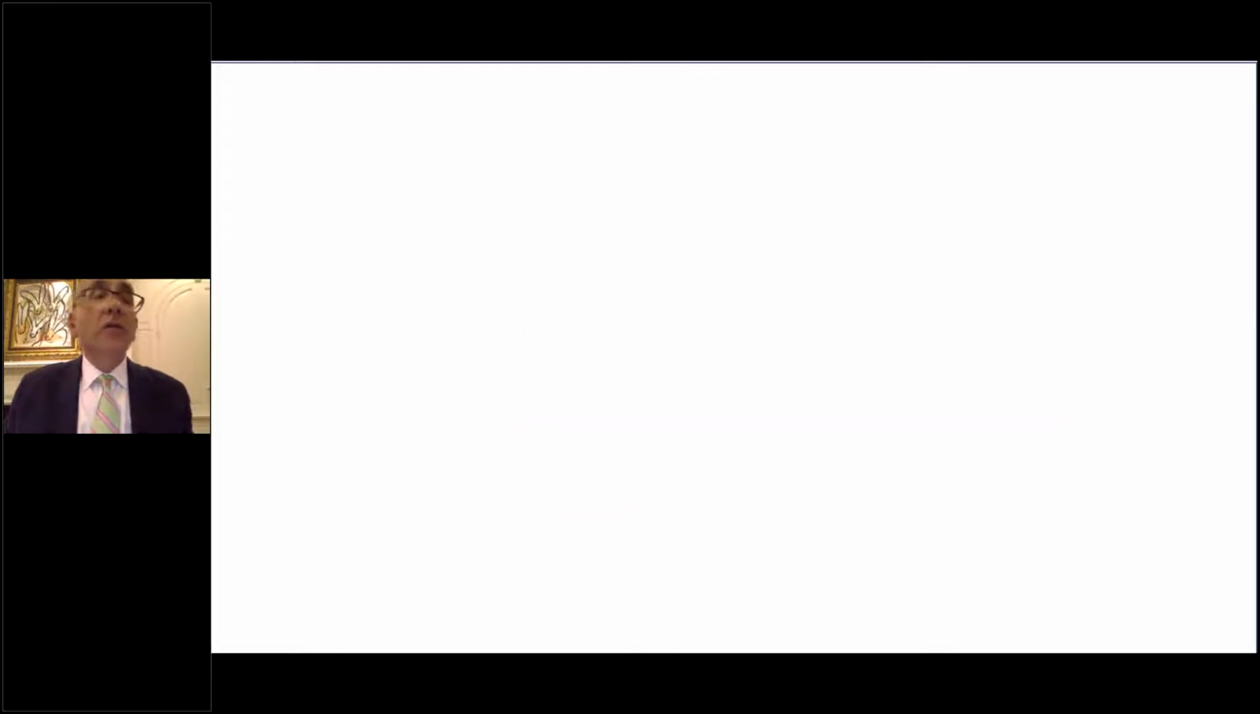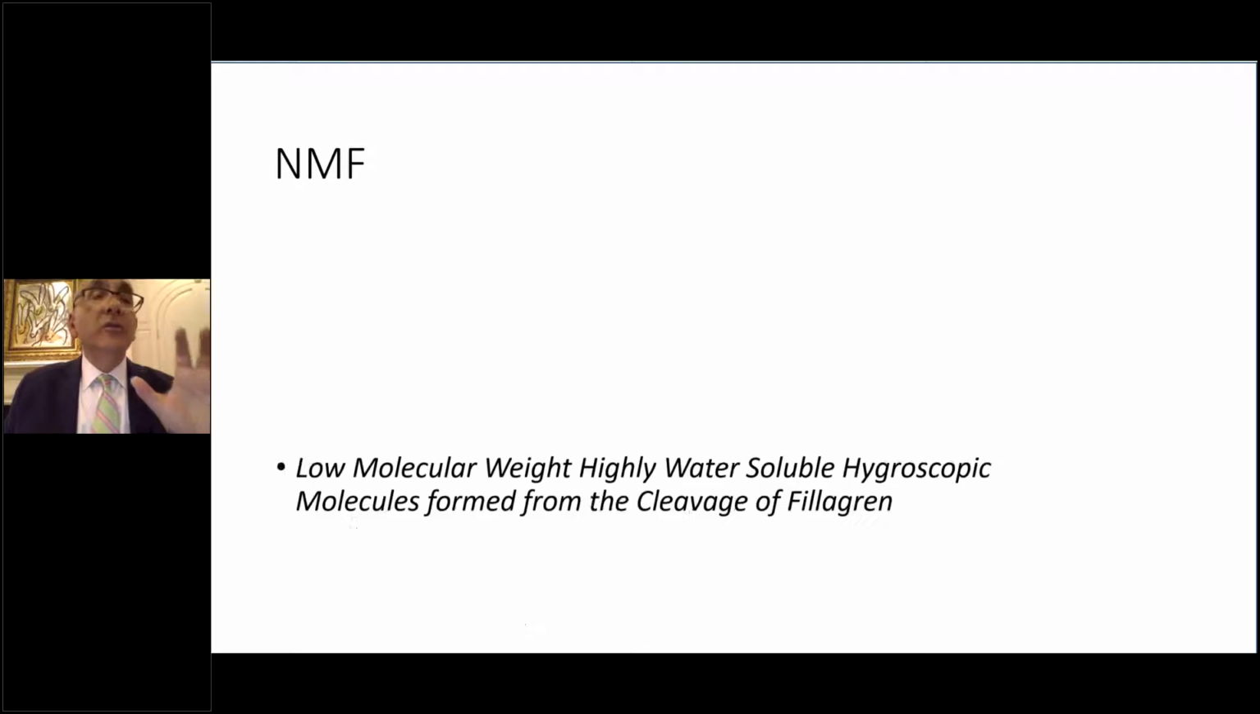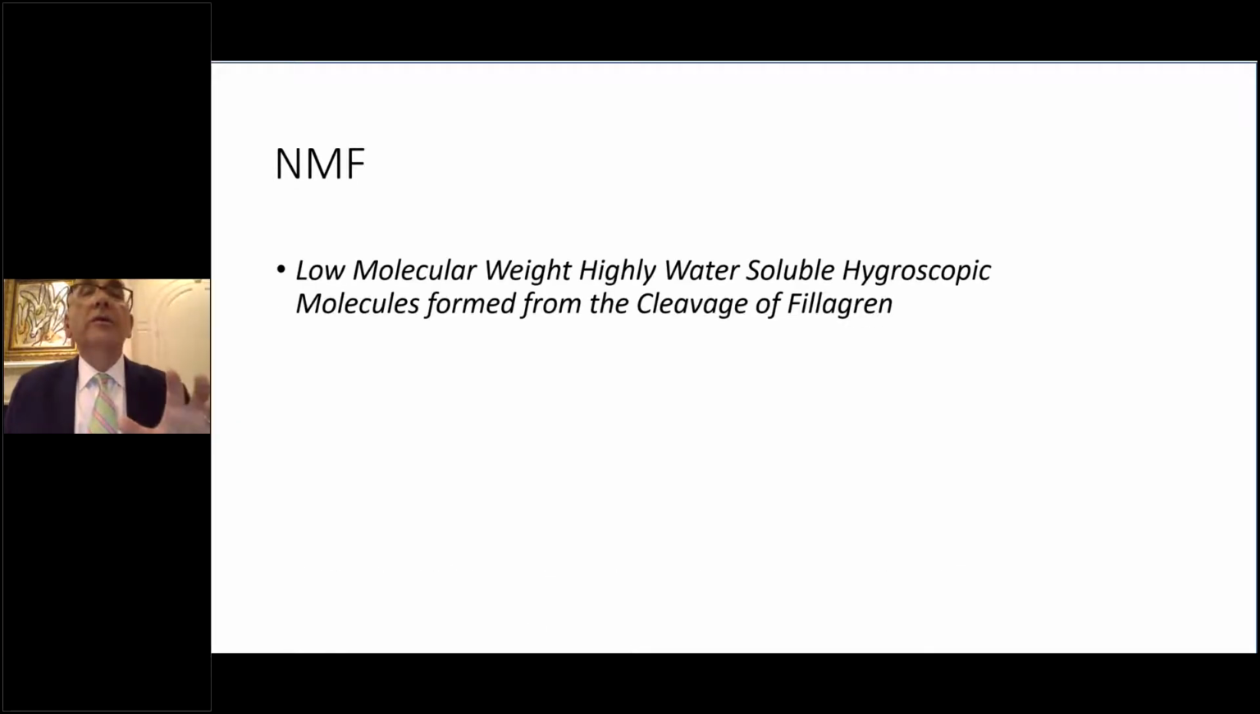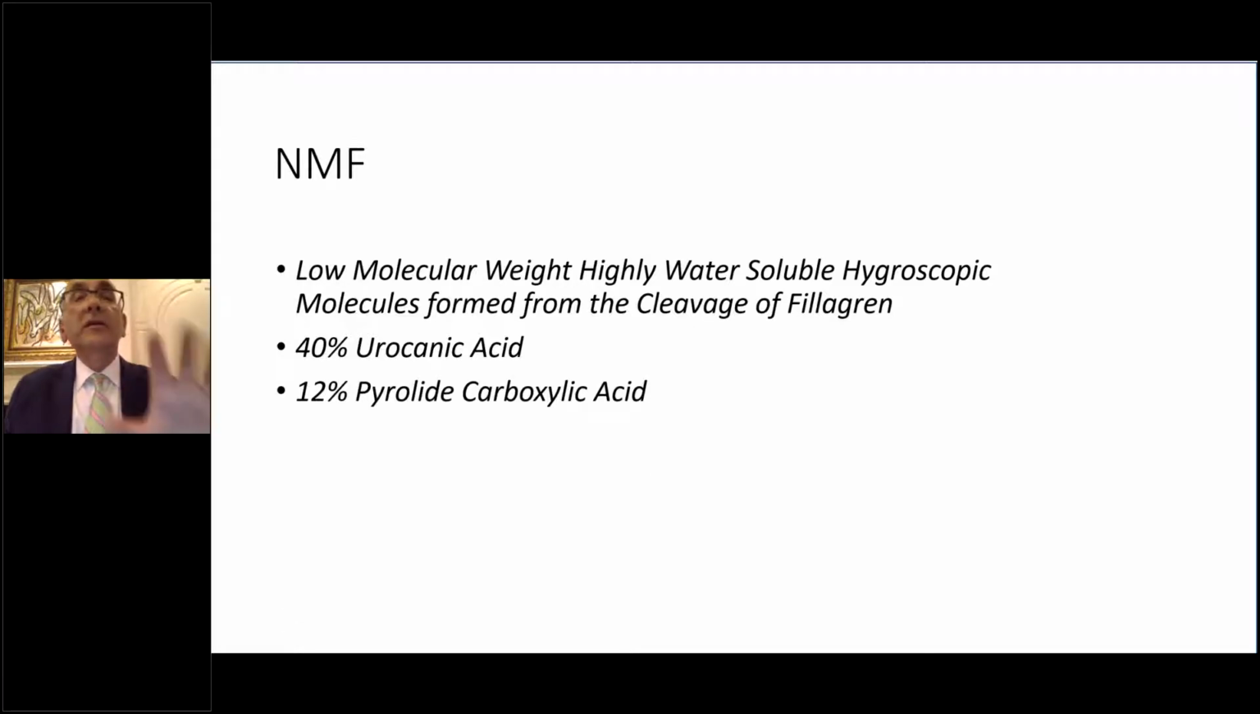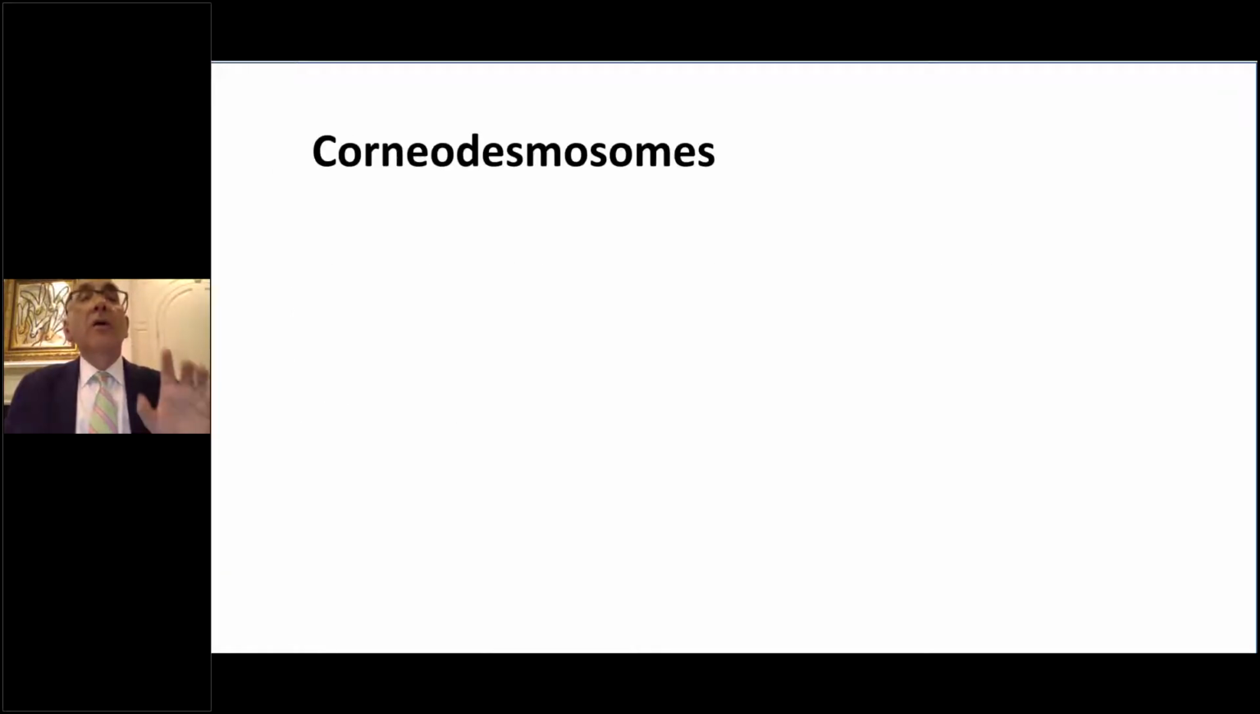So let's take a look first at the corneocytes. Inside the corneocytes we have the natural moisturizing factor, which are low molecular weight, highly water-soluble hygroscopic molecules that come from the cleavage of filaggrin. Now, here's the deal. Atopic dermatitis patients, the kids, most of them have inherent filaggrin deficiency. Guess what? No filaggrin, then no byproduct of the filaggrin after the cleavage, so they have dry, scaly skin. That makes sense, right? Dr. Lynde is going to discuss that in depth a little later. When you get that filaggrin cleavage, what's left is 40% urocanic acid, 12% PCA or pyrrolidone carboxylic acid, and 3 amino acids, okay?